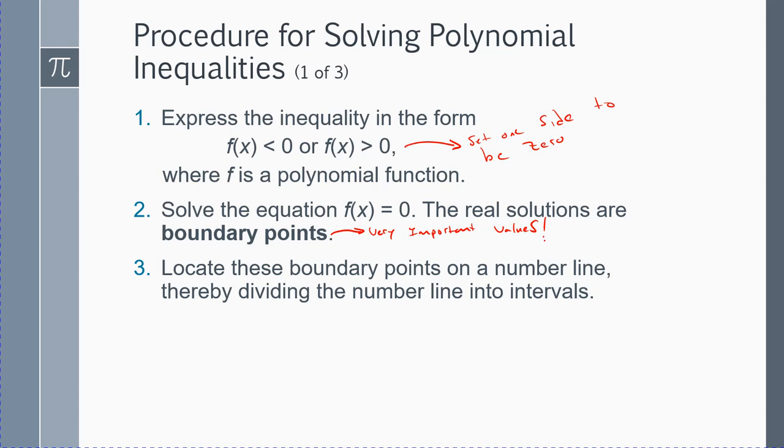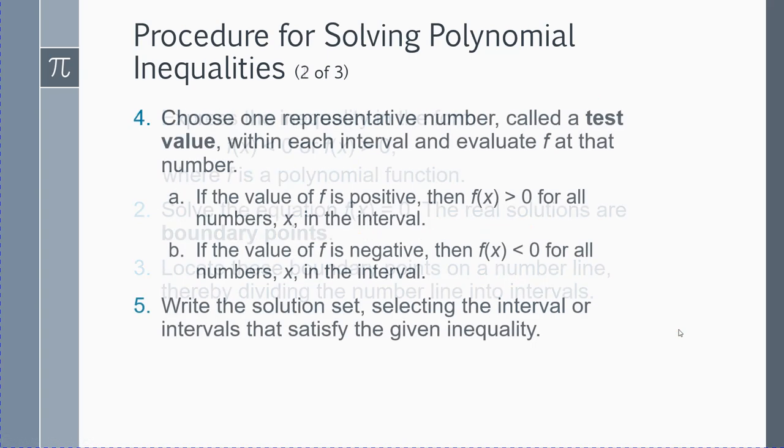Then you're going to locate the boundary points on a number line, thereby dividing the number line into intervals. There's going to be more than one interval in these problems, and your solution will come from these intervals. Now the next thing you have to ask is, how will I know which interval is a solution? That's where the next step comes in.